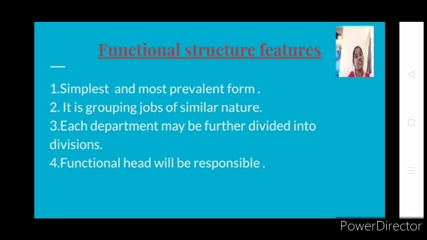Then the third point says that each department may be further divided into divisions. That's what I said. In the purchase department, you will again have divisions: purchase regarding product 1, purchase of product 2, purchase of product 3. Like this it will be.